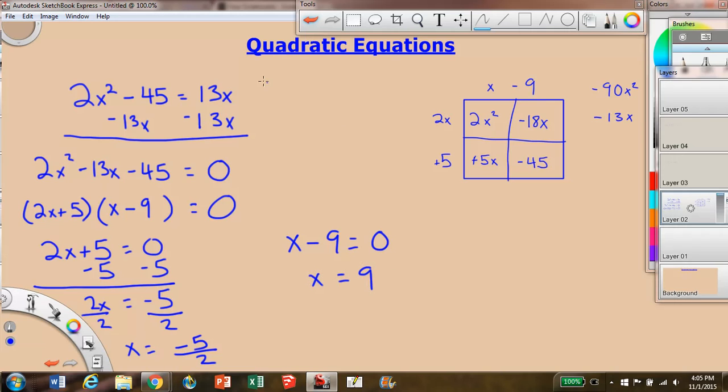Okay, so the steps were, the first thing we had to do when we had this up here was get a 0 on one side. When you're factoring quadratics, that's the first thing you have to do. We did that. Then we had to factor this thing on the left side. We used the box method to do that. Once it's factored, we take both of these factors, the 2x plus 5 and the x minus 9, and we set them equal to 0 and solve. And that's it. That's how you get your two solutions. So my solutions would be x equals -5/2 and x equals 9. Okay?